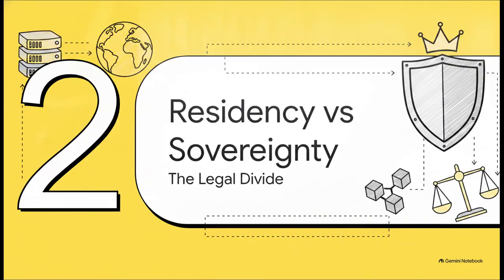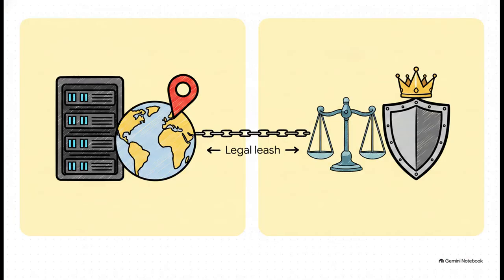Moving on to Section 2, residency versus sovereignty. Now, this right here is the critical conceptual divide of this entire explainer. We really need to separate where your data physically sits from who actually controls it. On one side, we've got data residency. That's your physical latitude and longitude, the actual hardware. On the other side is data sovereignty, your legal authority, your jurisdiction, your actual risk protection.